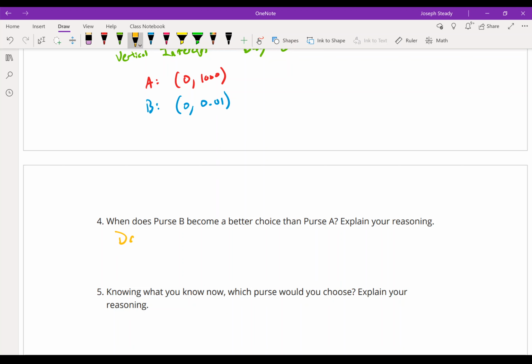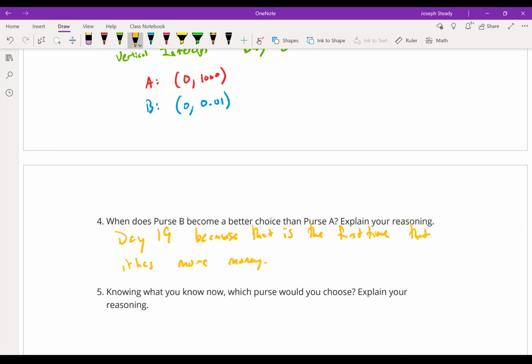So when does purse B become better? Day 19, because that is the earliest, because that is the first time that it has more money. And I can tell that because its y value, its y coordinate is higher up.